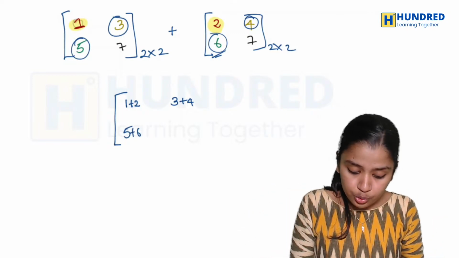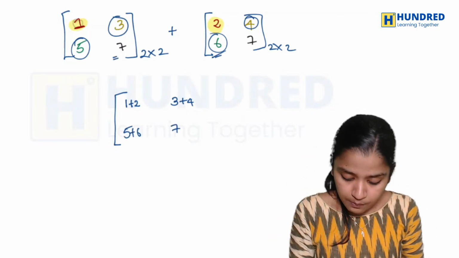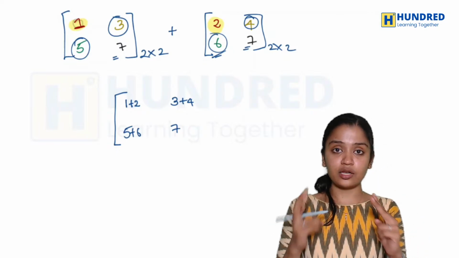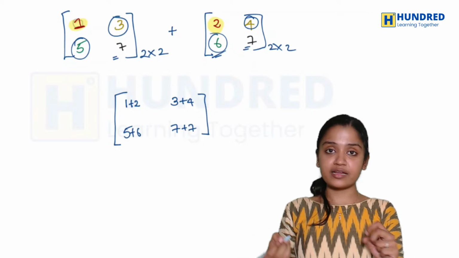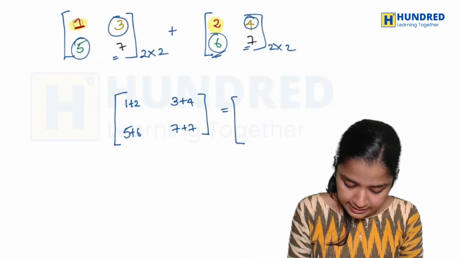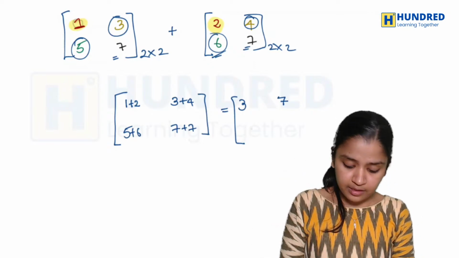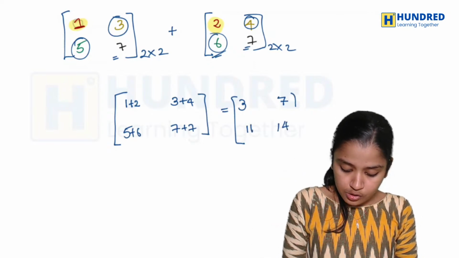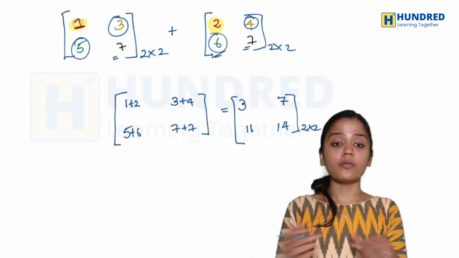Similarly, now you have 7 in the second row, second column. Same, you have 7 in the second row and second column. Okay, so this will be your matrix addition. So basically it will be 3 plus 7, 3, 7, 11, 14. So this is my 2 cross 2 matrix.